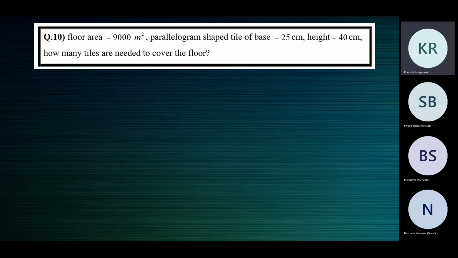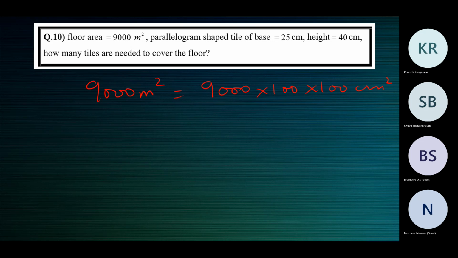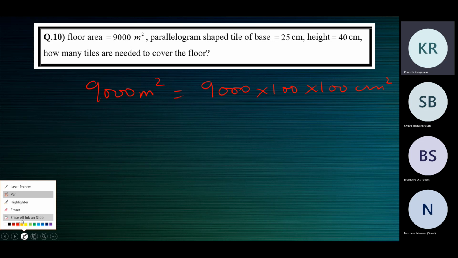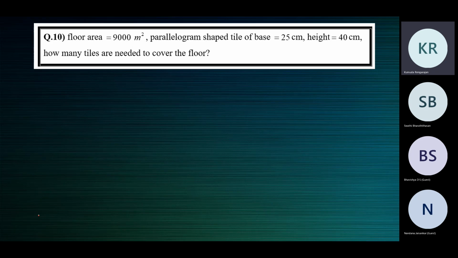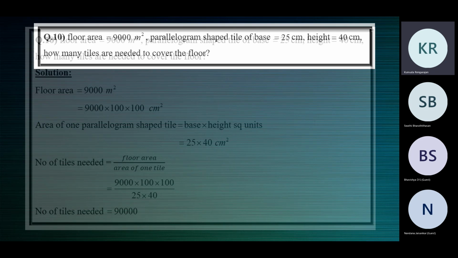So will you multiply or divide to convert meter to centimeter? Multiply by 100. So when you multiply by 100, you will convert meter to centimeter. Multiply by 100 two times to convert meter square to centimeter square. Whatever you do, do it two times. So 9,000 meters square to convert it to centimeter square, into 100 centimeter square. Correct. So the number of tiles will be floor area divided by the area of one tile.